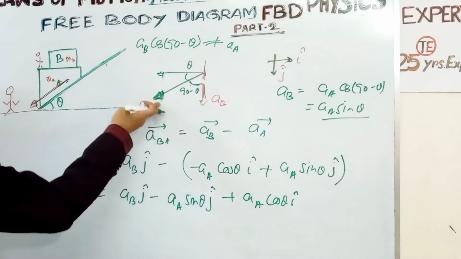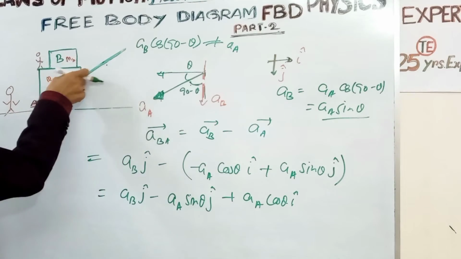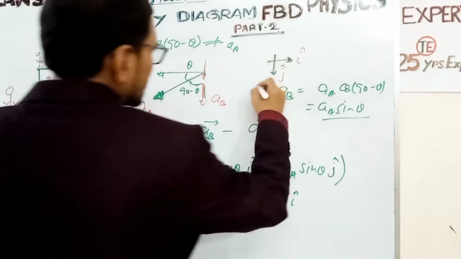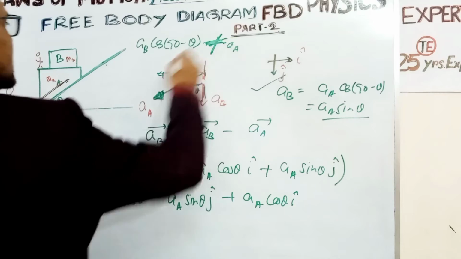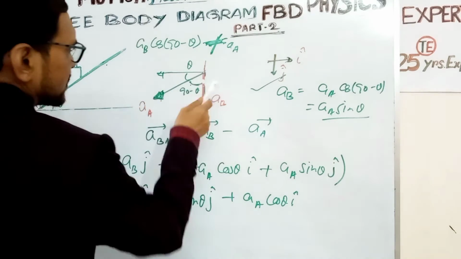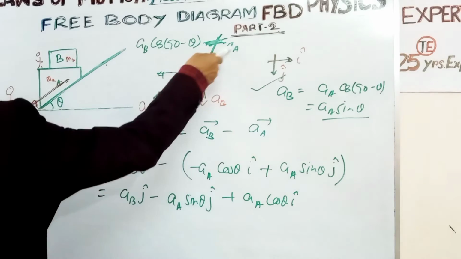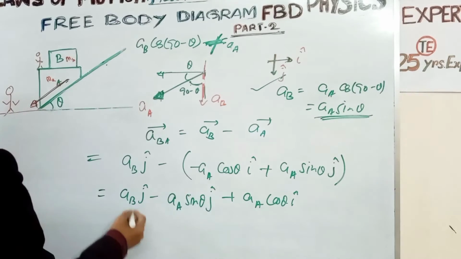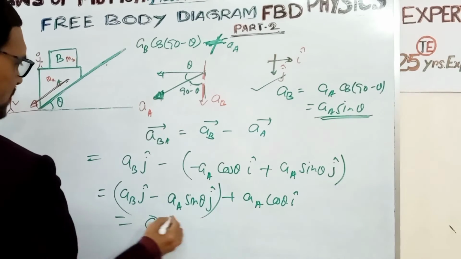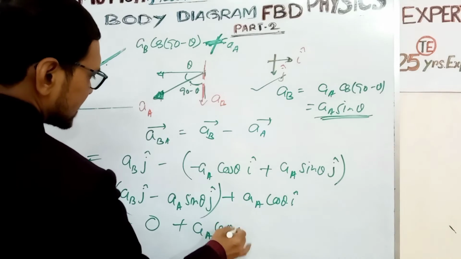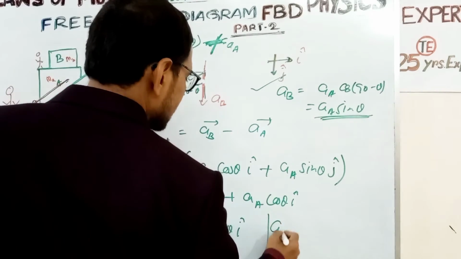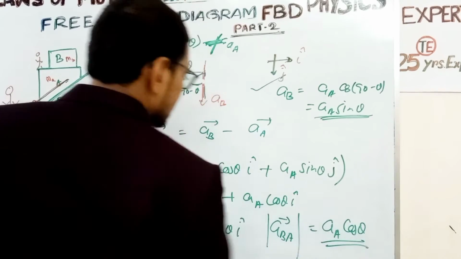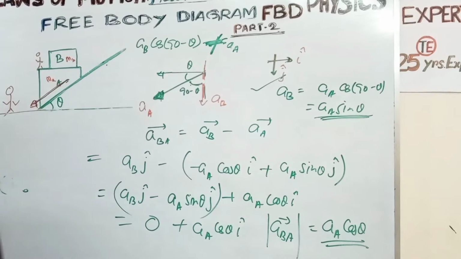We take a cos, because this is fixed, this is moved with respect to the plane. So the component of this along this will be ab. So this is right, this is not right: ab equal to a cos(90 minus theta), not ab cos(90 minus theta) equal to a. So you have to notice this. Now a sin theta equal to ab, so this part will be 0, plus a cos theta i. So the magnitude of aba equal to a cos theta. This is the answer, the relative acceleration of b with respect to a is a cos theta.